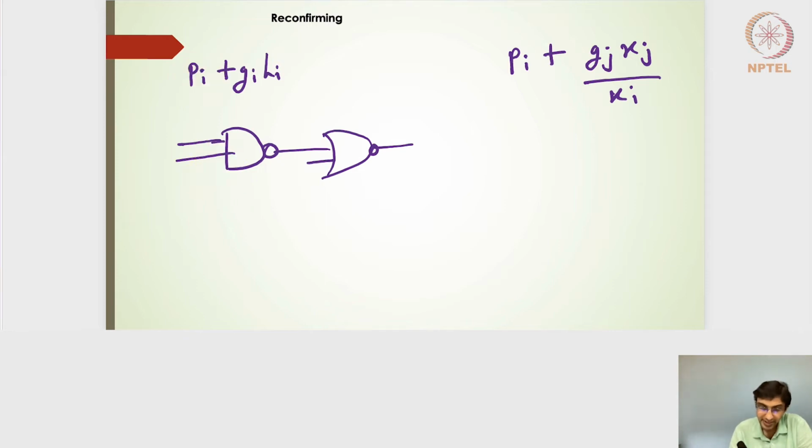If I want to find out the delay for this particular output node, using the linear delay model, pi plus gi hi will be 2 plus, since this is a 2-input NAND gate, 4 by 3. And hi is the electrical effort or the fan-out. So I need the input capacitance here and the input capacitance of this. Let me consider some values, 4 and 5, which gives us the driving factor of 1 in both cases. So I will have 5 by 4 here.